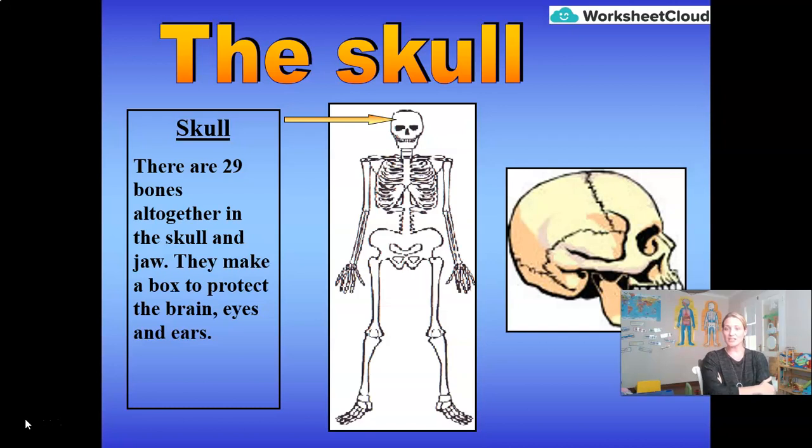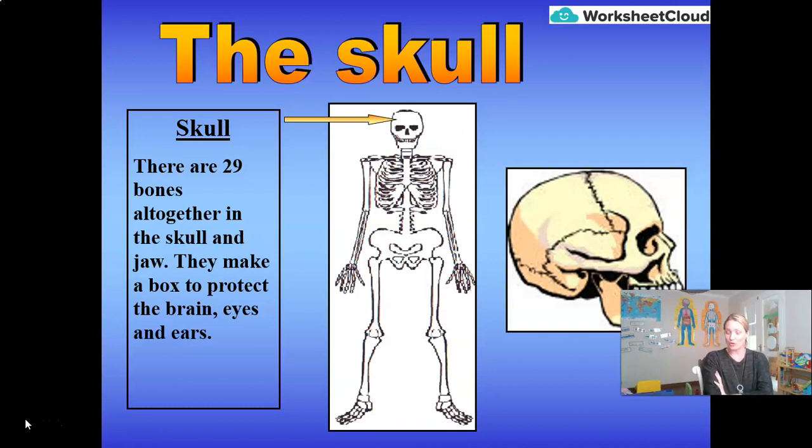The skull is very important, as we know, because it is used to protect your brain, which is the control center for the rest of your body. There are 29 bones altogether in your skull and in your jaw, and they basically provide a box in which to store your brain and protect your eyes and your ears.